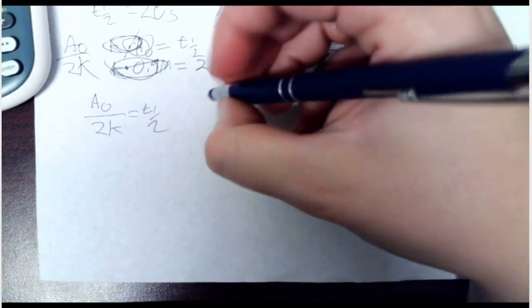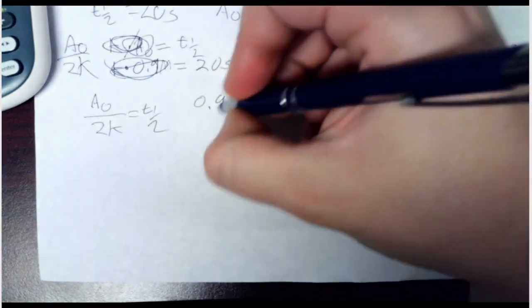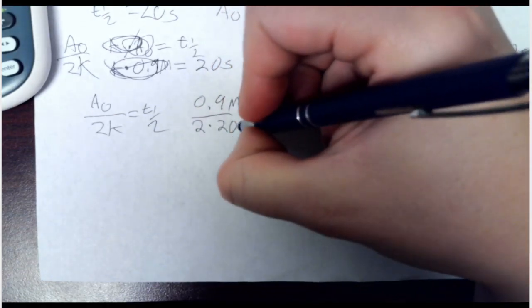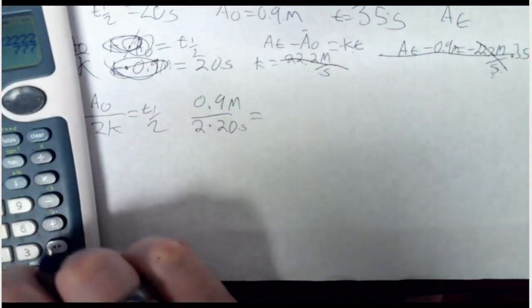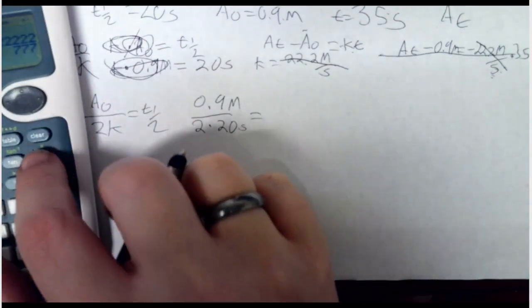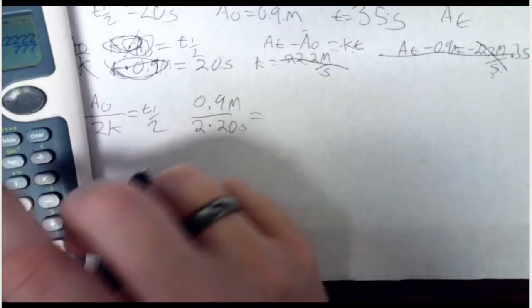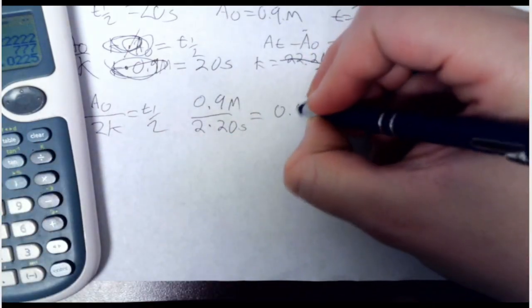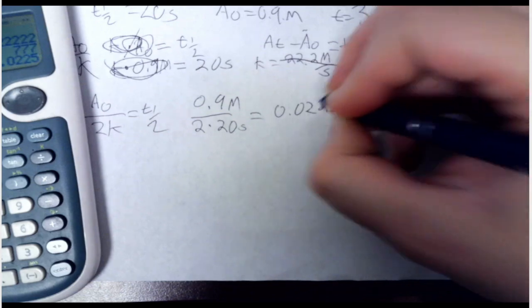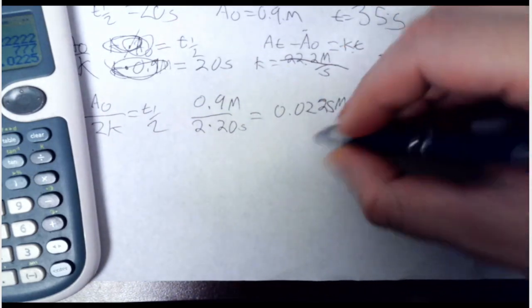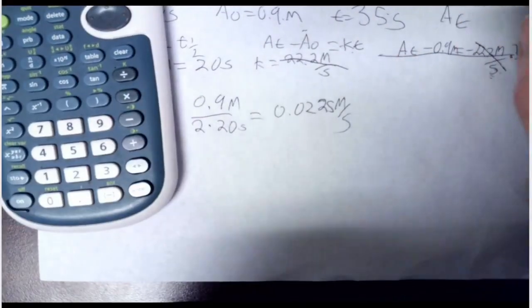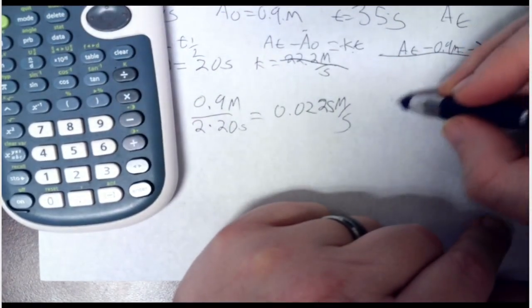Well, rearranging that, a sub 0 is 0.9 divided by 2 times 20. 0.9 divided by 2 divided by 20. It's actually 0.0225 m per s. I'm a fool and I know it.